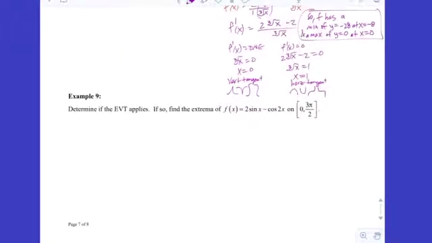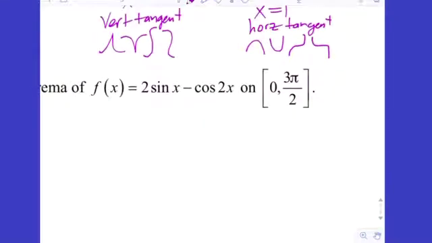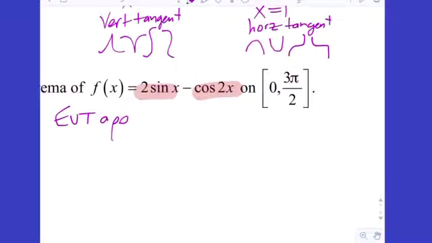All right, example 9. Determine if the EVT applies. If so, find the extrema of this function on the closed interval. We have f of x composed of sines and cosines, both of which are continuous on their own for all real numbers. So remember, if you compose two continuous functions, you get another continuous function. So does the EVT apply? Yeah. And you would say something like EVT applies, since or because.